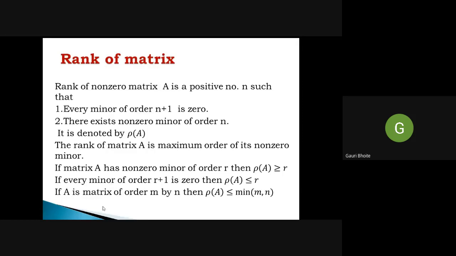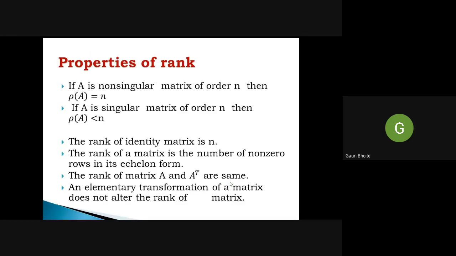Let me read the properties. If a matrix is of order m by n, then the rank of A is less than or equal to the minimum of m, n. If the rank of a matrix is R, then definitely the matrix has a non-zero minor of order R, and every minor of order R plus 1 is 0. Next property: if it is a non-singular matrix, then the rank is the same as its order n. If it is singular, the rank is strictly less than its order n. Then the rank of a matrix is equal to the number of non-zero rows in its row echelon form.